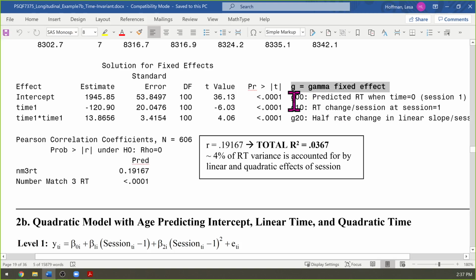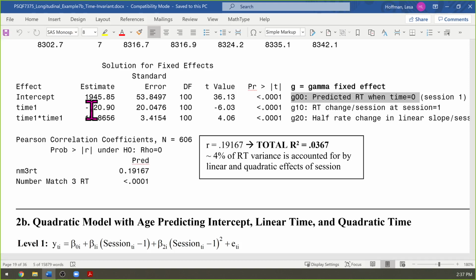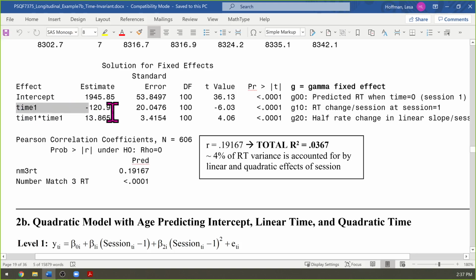But I have done this for you to remind you what each of these fixed effects means in here. So the intercept is the predicted outcome when your predictors are 0. In this context, this is going to be when time is 0, which is at session 1. Because of the quadratic, this linear time slope is the instantaneous rate of change at time 0. So minus 120 at session 1 is how much people are improving in response time per session.